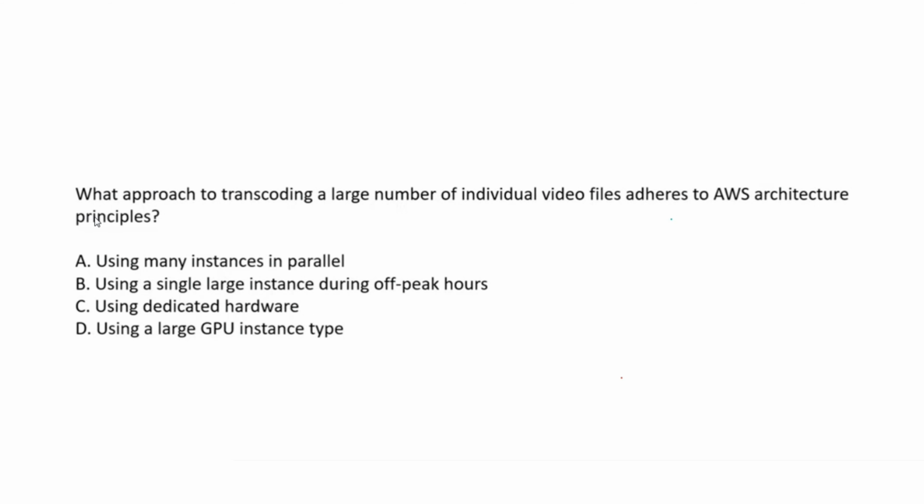So this is another question. It says, what approach to transcode a large number of individual video files adheres to AWS architecture principles? So guys, what it is saying exactly is that we have a large number of video files and we have to transcode them, like transfer them from one device to another. For better understanding, I am taking it like this, and we have to transfer them immediately. So what principle would we be using? Using many instances in parallel. Okay, yes, this can be our answer.